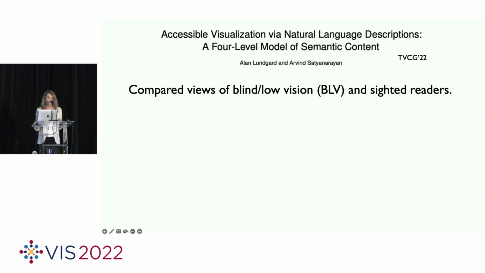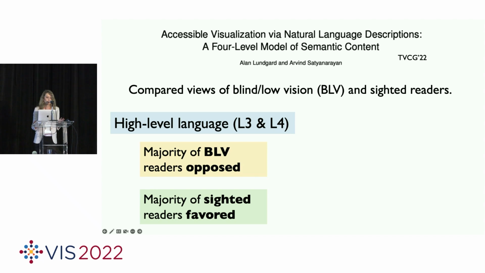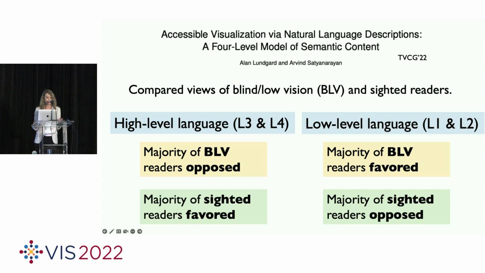So they compared the views of blind and low vision, or BLV, people and sighted people in terms of what they preferred for charts. And so they found something very interesting, which is that the BLV people preferred different kinds of textual information over those who are sighted. So for high-level descriptions, the majority of the BLV readers opposed that sort of description, while the majority of the sighted readers favored it, probably because they could see the low-level stuff themselves, whereas in the low-level language case, the BLV readers favored this and the sighted readers opposed it. So I think this result is interesting in and of itself for the combination of text plus viz, but we're going to take just the levels of the language for the next step.